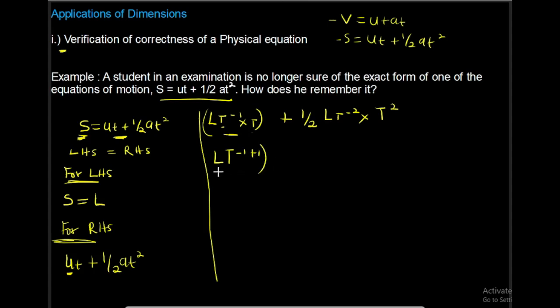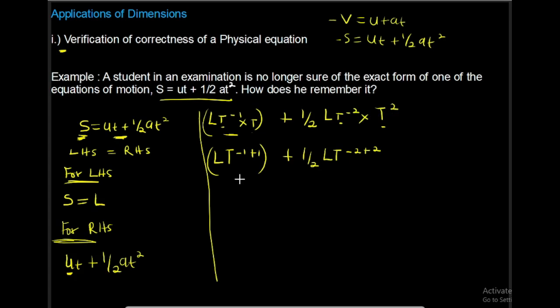All right, and that will give us L t raised to power minus 1 plus 1, plus 1/2 times L t raised to power, we have t here as a base, t here as another base, so we'll add the powers, and that will give us minus 2 plus 2. The bases are the same, that's why we can add the powers, and they are multiplying, that's the reason for addition.